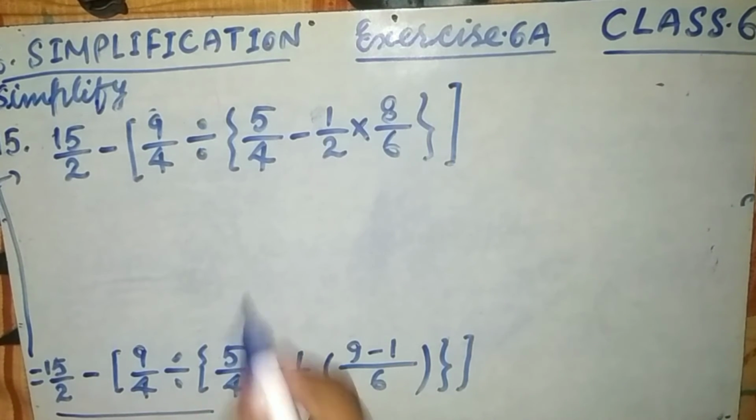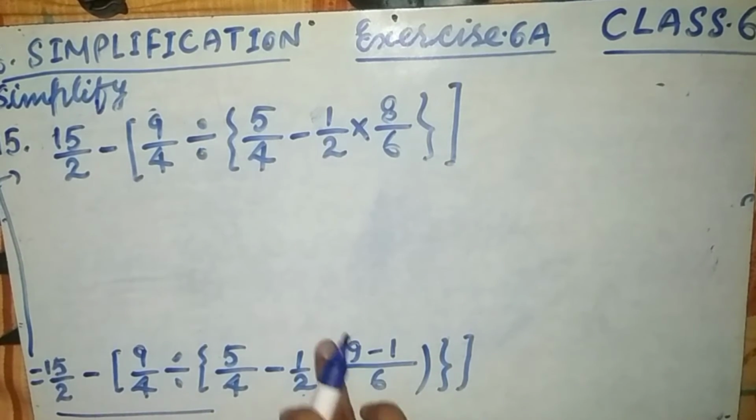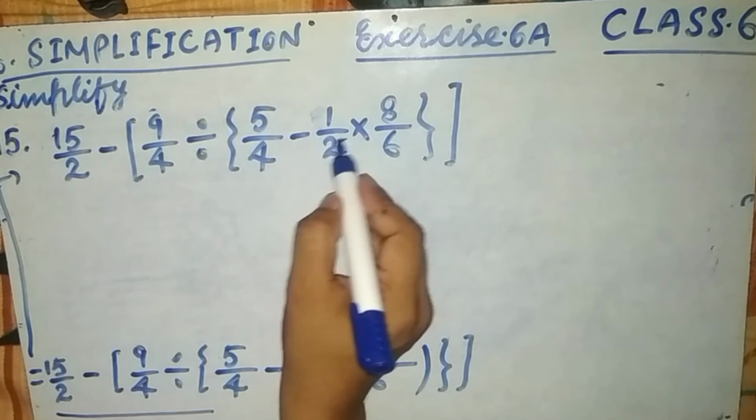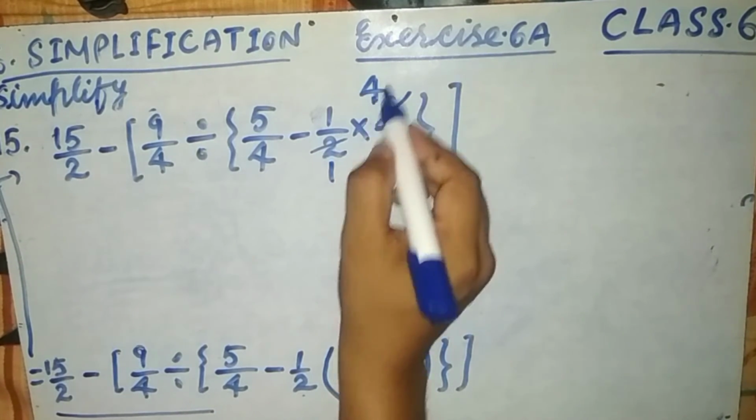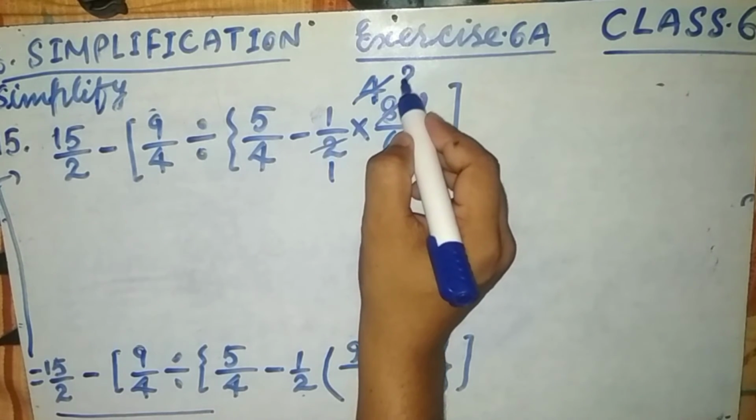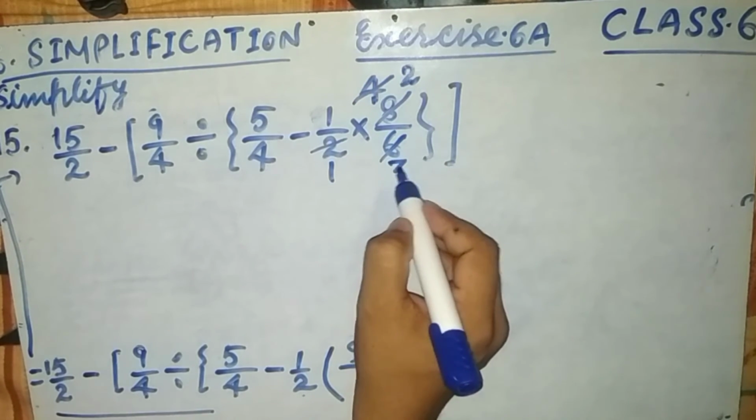Okay friends, now see, 9 minus 1, 8 divided by 6. This is half, here is half, bracket means multiply. Okay, here is the 8 by 6. Now, friends, 2 ones are 2, 2 fours are 8, and 2 twos are 4, 2 threes are 6, so it is 3.